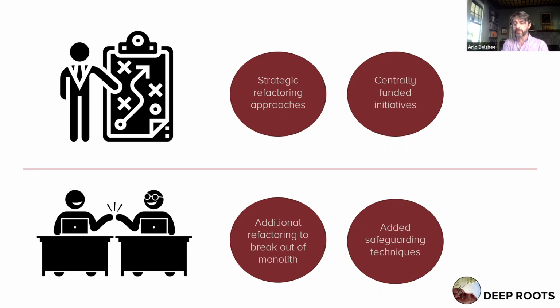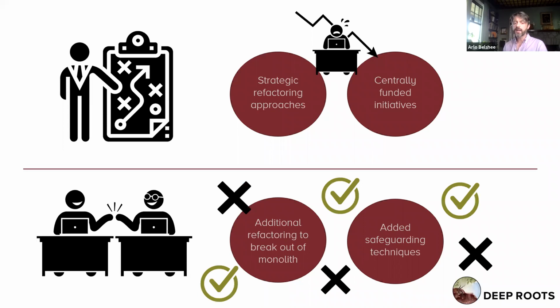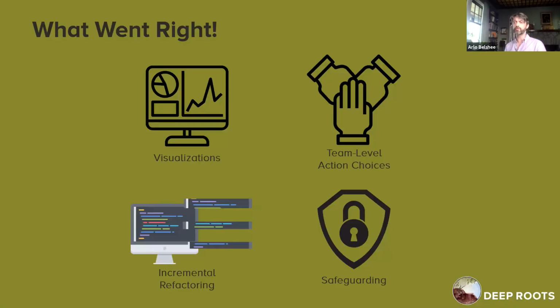We saw several more teams refactoring to break out of the monolith. And we started seeing safeguarding, particularly in one organization. But safeguarding is where they would start to use their bugs to identify what are the sources of their bugs and prevent future bugs. We'll talk a little bit about that in a moment. So overall, a lot of the centrally funded things and centrally planned things didn't really bear fruit. And the individually driven ones were very mixed. Some successes, some failures. But none of them could scale. Things that went right.